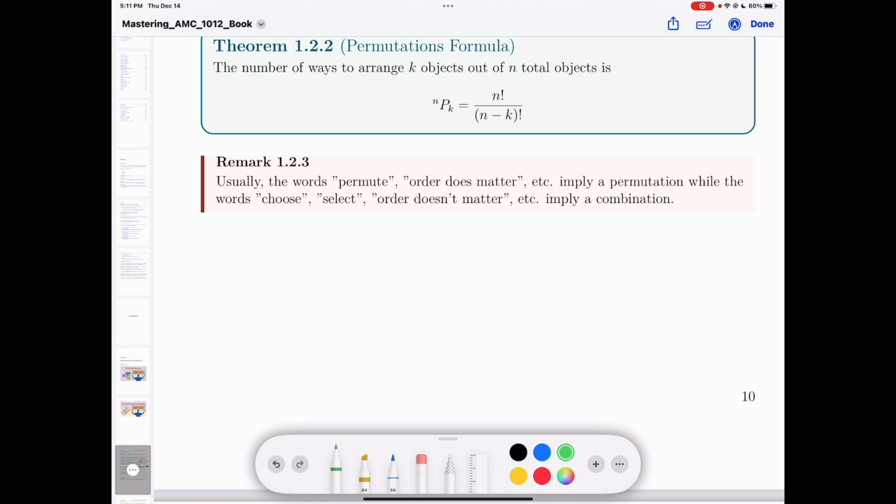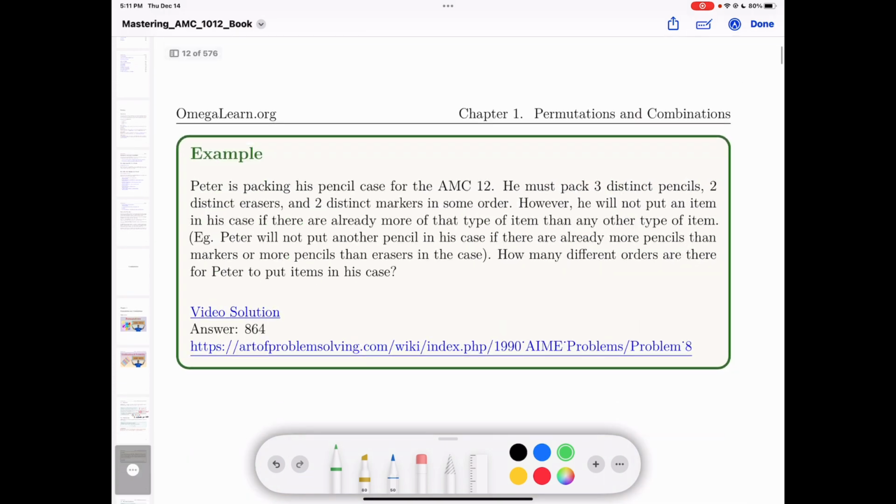So let's read the remark. Usually the words permute, order matters, etc. imply permutation, while the words choose, select, order doesn't matter imply combination. So let's do this problem.